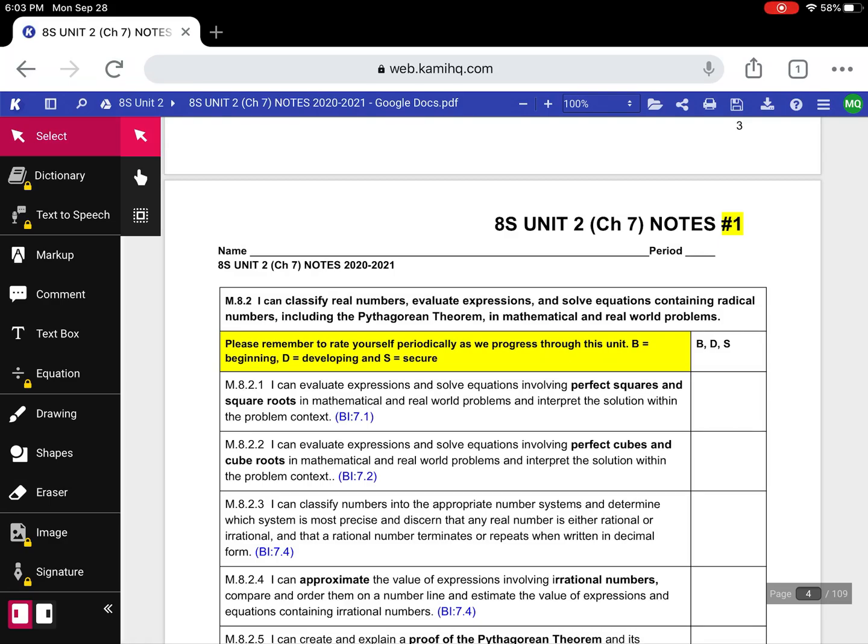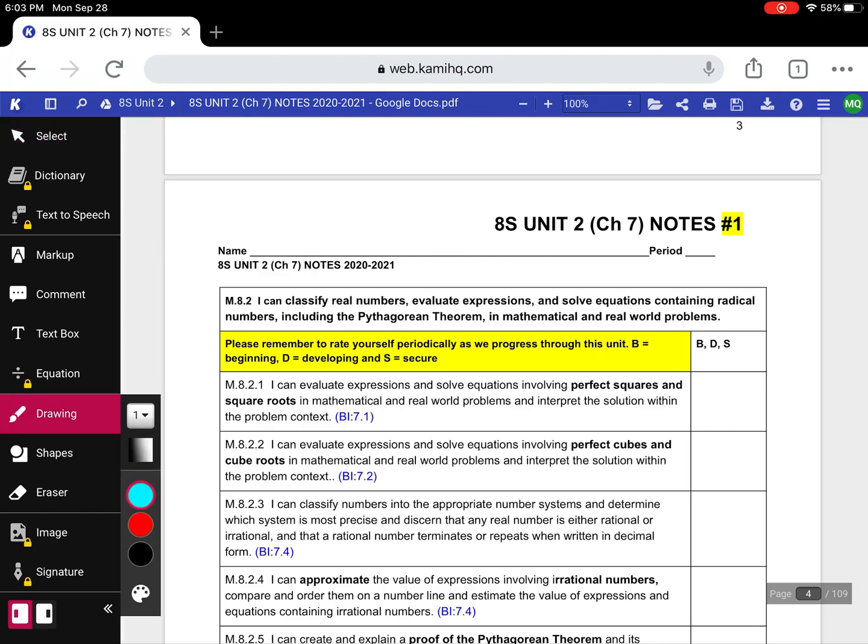Hi guys, we are now in our second unit. We are going to be... let's see if I can get my drawing tool to work. We are in unit 2 and we are in notes packet 1, okay?